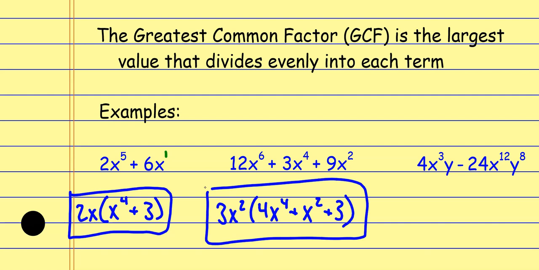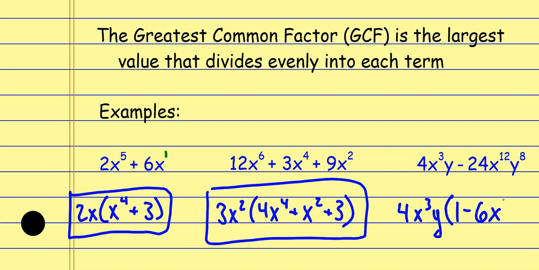This one, between the 4 and the 24, they each have a 4 in common. I can divide a 4 out. Between x to the 3rd and x to the 12th, the most I could take away in terms of x's is x to the 3rd. Between y and y to the 8th, I could take out a y. And now I divide, and here's the thing: 4x to the 3rd y divided by 4x to the 3rd y gives me a 1. Remember, when everything goes away in division, you're left with a 1. And then here, this gives me a 6.